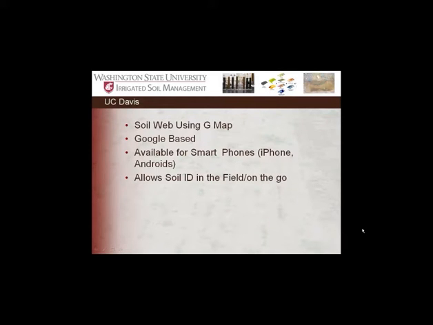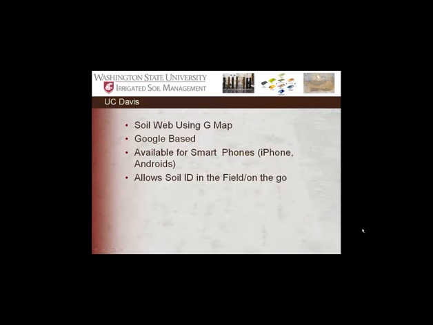In addition to that particular tool, in the late 2000s, probably about 2007, 2008, Dr. Toby O'Geen at University of California, Davis, and one of his graduate students said, well, that's all well and good, because they work with the information on Web Soil Survey quite a bit, but there are some limitations to it. So they adapted the information in the Web Soil Survey to work directly with Google. And so this is called Web Soil Survey using GMaps.